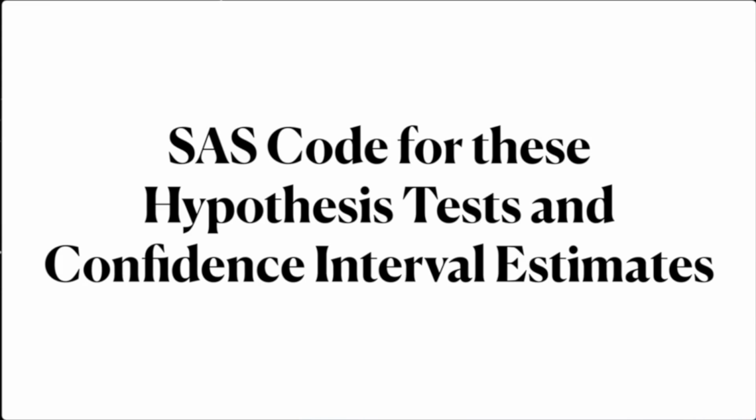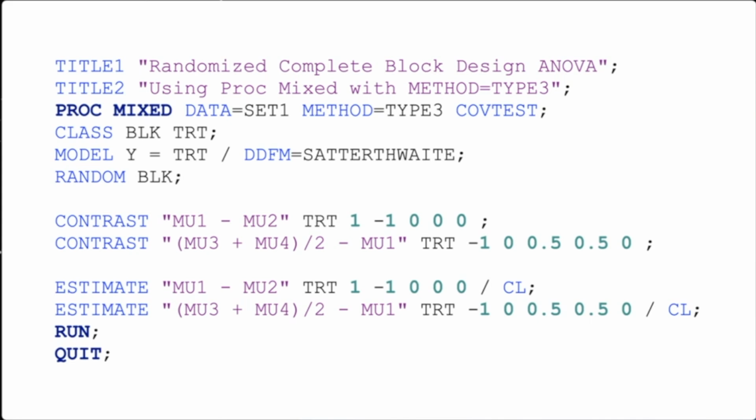Now the next thing we're going to look at is SAS code that we could use to perform these hypothesis tests and also to construct the confidence intervals for these linear combinations. Here is a snippet of SAS code using proc mixed. You've seen some of this code before, in particular when we did the analysis back in example 3.1.